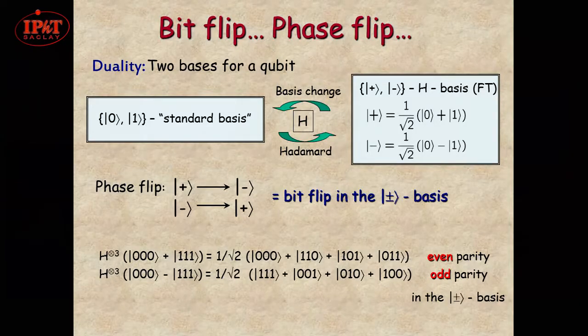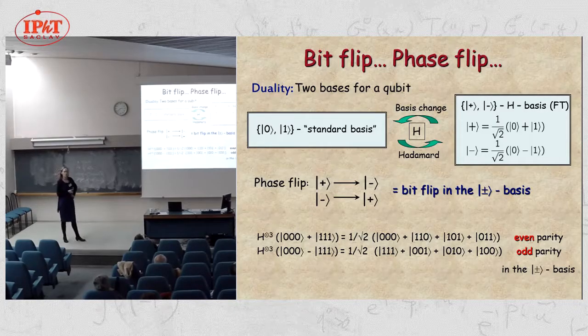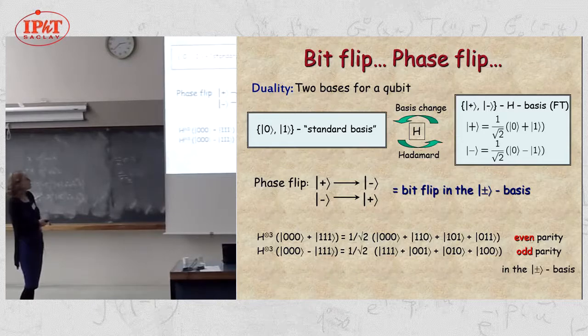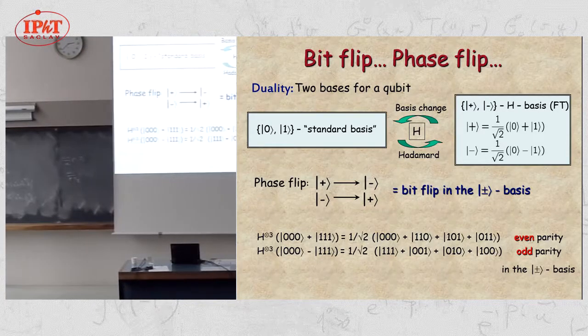We observe that actually bit flip is nothing else than a phase flip in the Hadamard basis. So with a judiciously chosen rotation, we can turn a bit flip into a phase flip. And then we can just apply the same mechanism that we used for bit flips. Namely, we will transform the state, put it in a Hadamard basis, and then a bit flip changes basically the parity of the 3 qubits, even or odd parity.